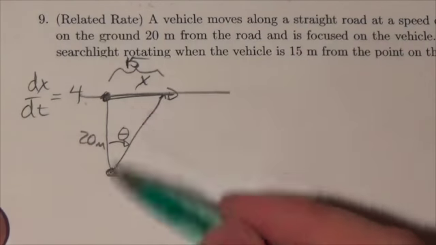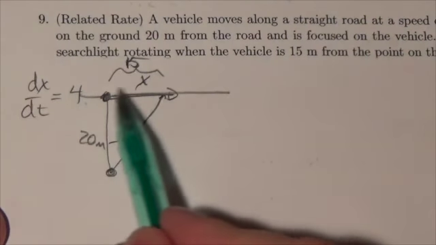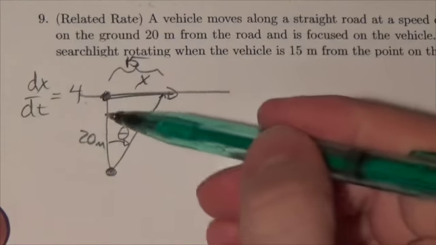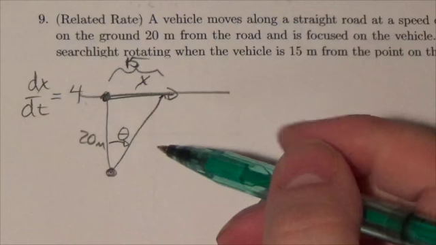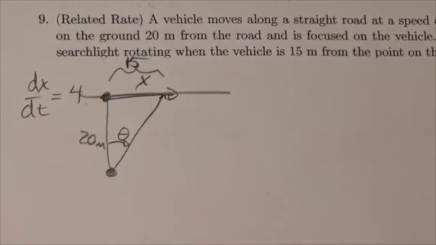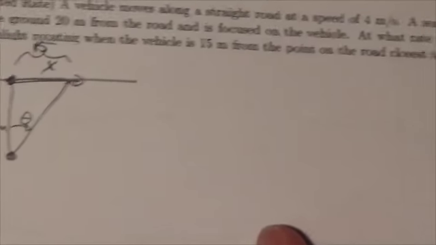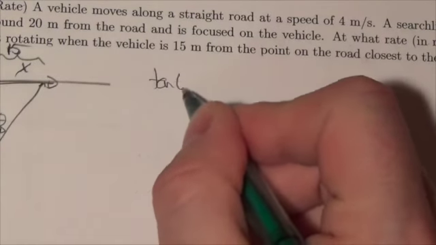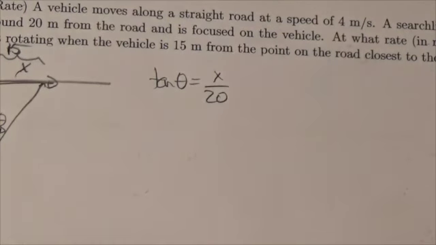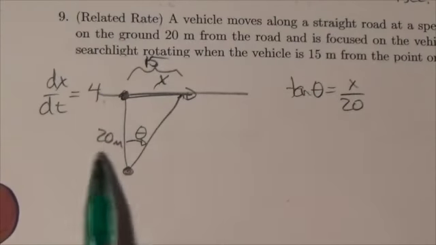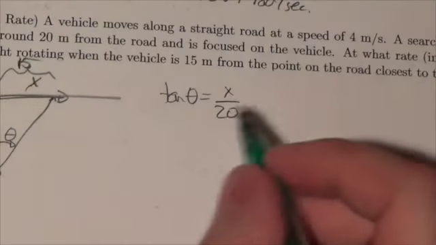Let's take a look at the information I'm given here. I'm given some information about x, and I know that the distance the searchlight is from the road is a constant. I've got no information about the hypotenuse, so I think I might just do this in terms of tangent. So the tangent of theta is going to be x over 20. Now I would say x over y, but that's never going to change. That's going to be a constant here.